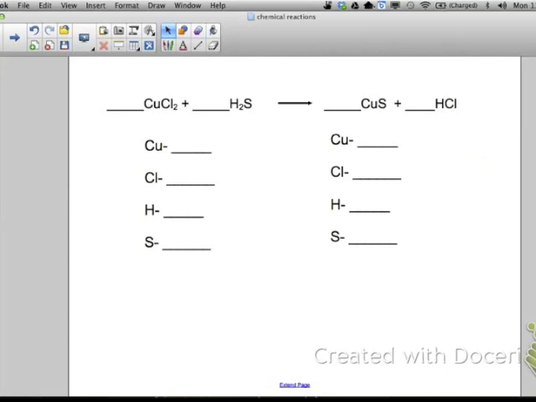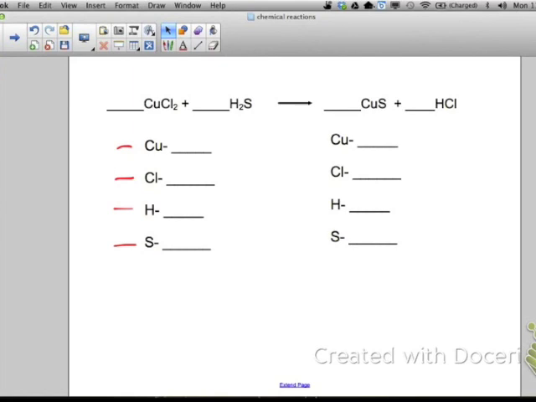Okay, to start us off, we have CuCl2 plus H2S yields CuS plus HCl. We have copper, chlorine, hydrogen, and sulfur on each side. We want to make sure all of those are balanced. This is a lot of elements, a lot of things we need to do, and so we need to make sure we go step by step.